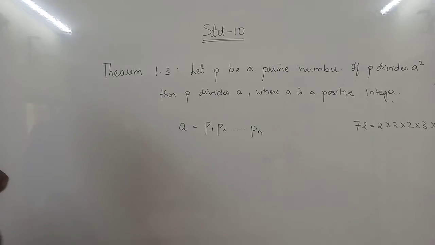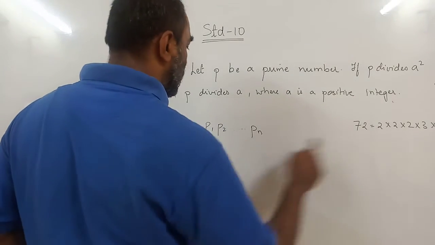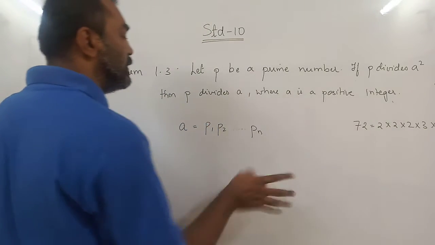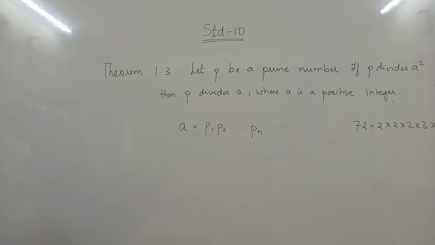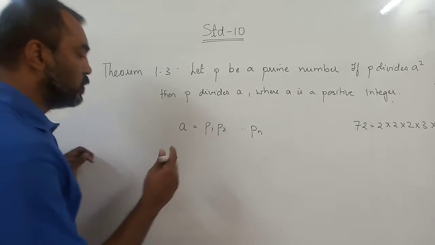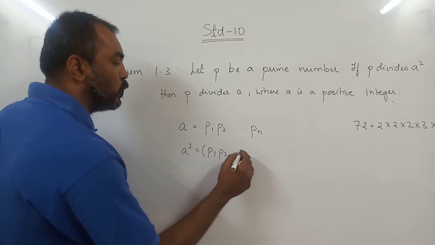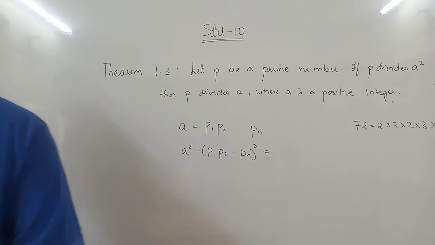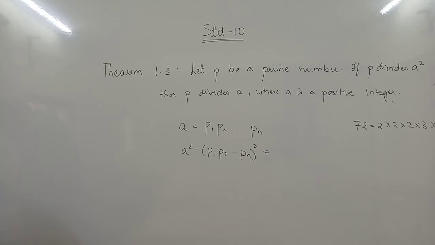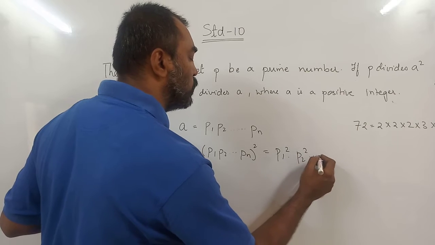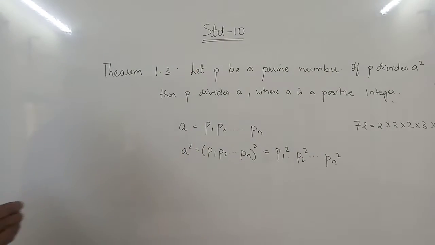And what is the condition? Here P1, P2 and P3 can be the same number, but here you have taken distinct primes. The primes are distinct. So if A is this, what is A square? A square will be P1, P2 up to Pn, the whole square. How will we write this? We write this as P1 square into P2 square up to Pn square. So this is how it is written in the theorem form. Is it clear till here?